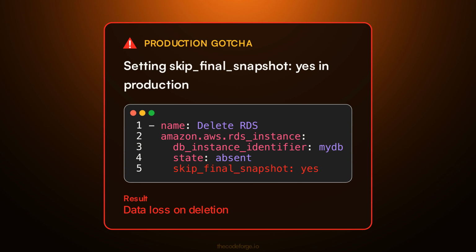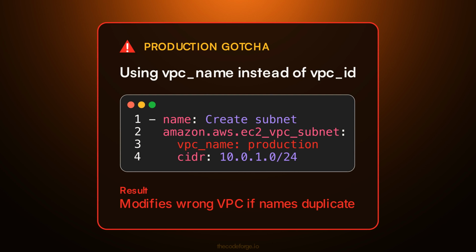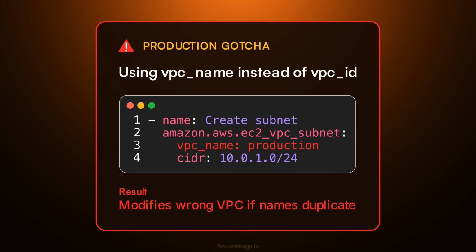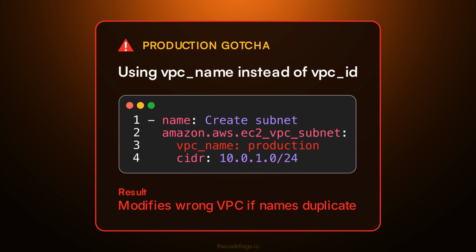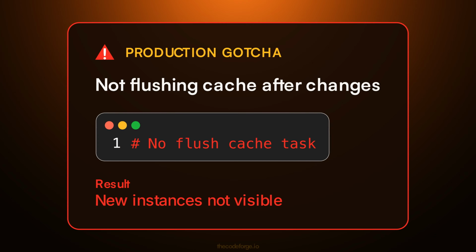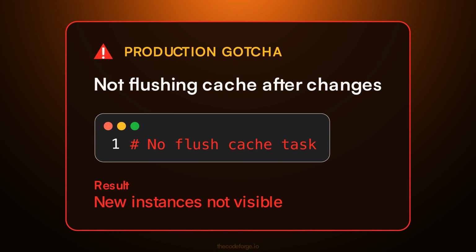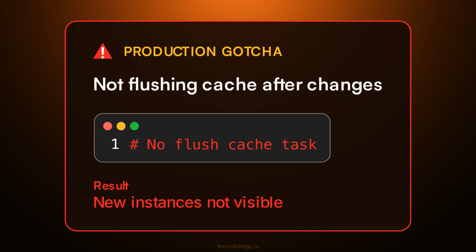If you delete a relational database service instance with skip final snapshot yes, you lose all data. Always set it to no and provide a final snapshot identifier. If multiple VPCs have the same name, using VPC name can target the wrong one. Always use VPC ID obtained from EC2 VPC net info. If you create new instances, they won't appear in inventory until the cache expires. Use flush cache or meta refresh_inventory during deployments.